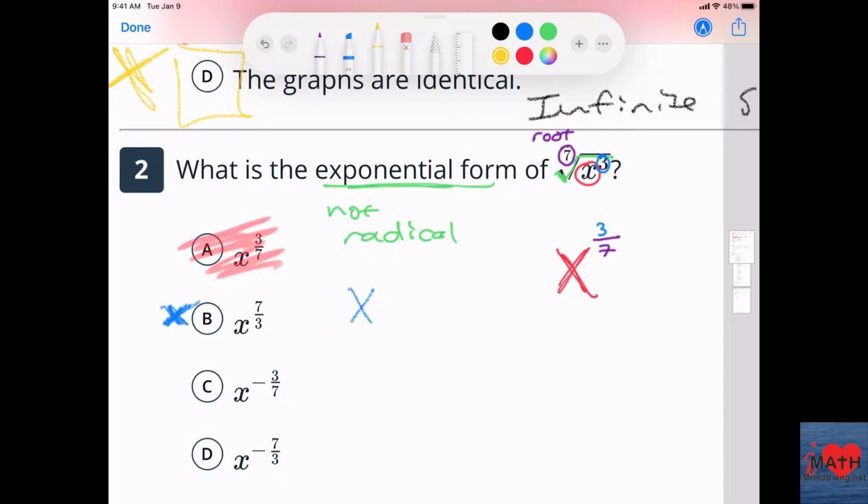C and D have this idea of the negative. And let me show you what a negative means. x to the -1, if you had to simplify that, basically means this will go all the way down, and the negative sign, the yellow, actually goes away. And so x to the -1 is the same thing as 1 over x. So it's not C or D.